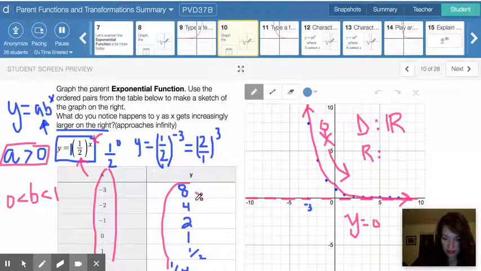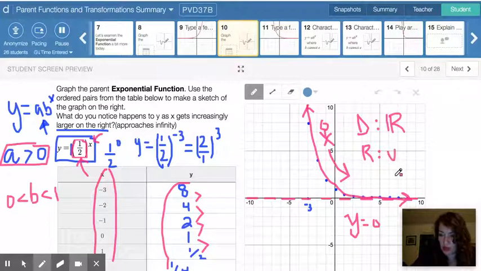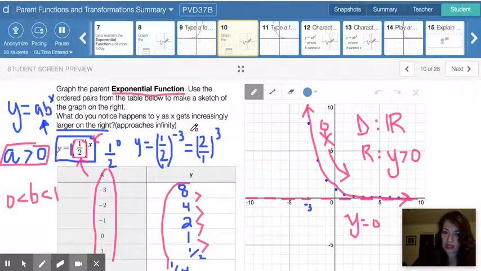And if you're looking at it closely, I'm always decreasing by a factor of 1/2. Well, that is because my base right here is 1/2. So that is called a decay factor. So the range here, we're going to say is y is greater than 0. You could see that the range will always be positive values. So this is my exponential function that is a decay.